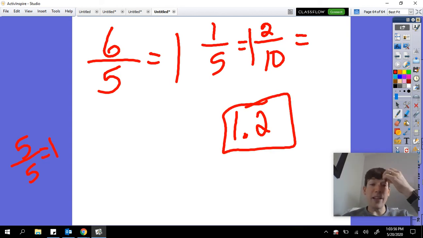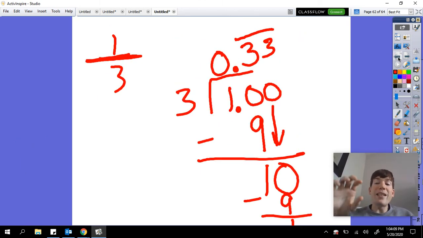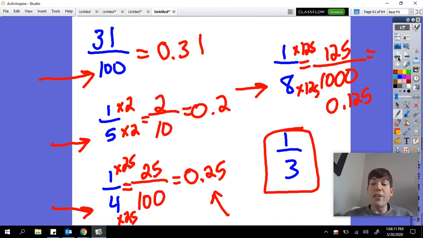So if you see something like that, it's probably easiest to figure out how many wholes there are first, and then change the leftover fraction into a decimal. That might be a good method. So going back, think about what we did here to change each of these fractions into decimals, and using these methods, you should be able to change any fraction into a decimal by using these.